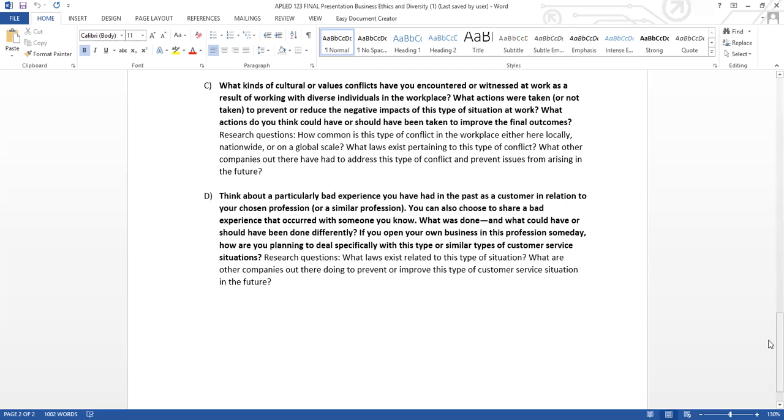All right, part C. What kinds of cultural values or conflicts have you encountered or witnessed at work as a result of working with diverse individuals in the workplace? What actions were taken or not taken to prevent or reduce the negative impacts of this type of situation at work? What actions do you think could have or should have been taken?